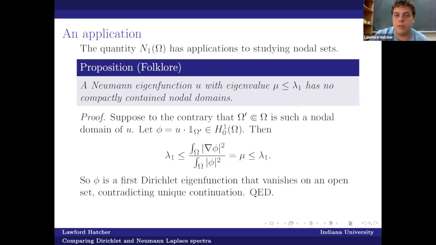And using the uniqueness part of the min-max theorem, you see that this phi actually has to be a first Dirichlet eigenfunction, which doesn't make sense because it vanishes on an open set, right? And that's never allowed for Dirichlet eigenfunctions on planar domains. So that contradicts unique continuation, and that's the proof.